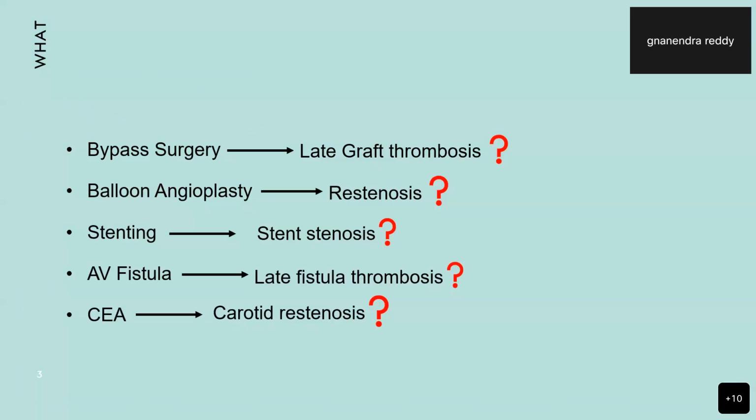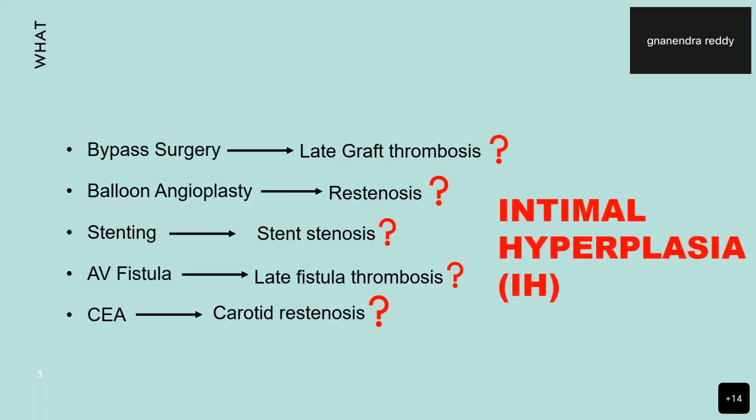A patient who has undergone previous bypass surgery coming to us after 1 year with late graft thrombosis. Patient who has undergone balloon angioplasty for a critical limb coming with restenosis. Patient who has undergone stenting coming with stent stenosis. Also, the CKD patients who have undergone AV fistulas coming with late fistula thrombosis, and patients with carotid endarterectomy who have come to us with carotid restenosis. So, intimal hyperplasia is a common culprit in all these cases.